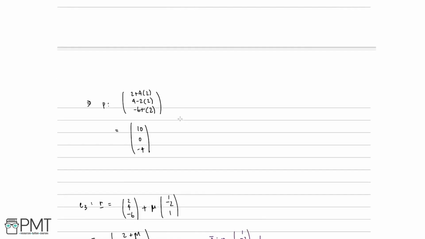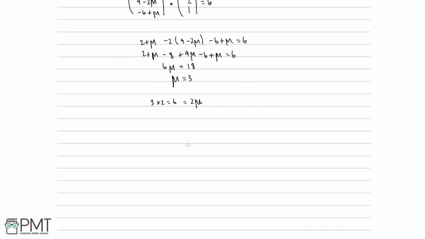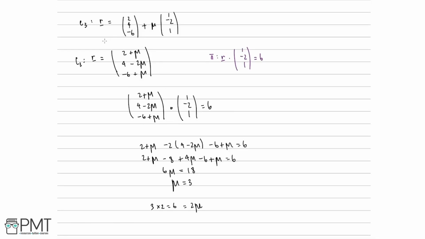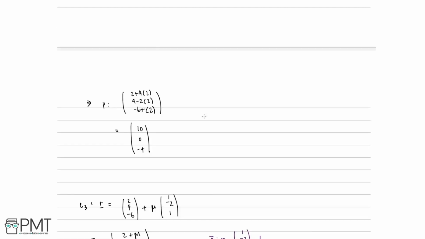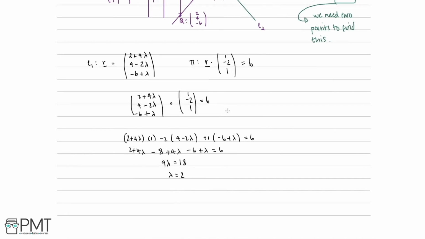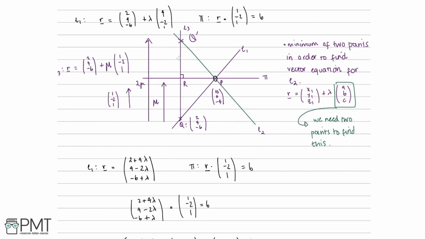So plugging in our value of 6 into our equation for r, for our line L3, we'll have (2 + 6, 4 - 2 times 6, -6 + 6), which will just give you (8, -8, 0). Great, so now that we have both Q dash and P, we can use these 2 points, or these 2 position vectors, to find our vector equation for the line L2.